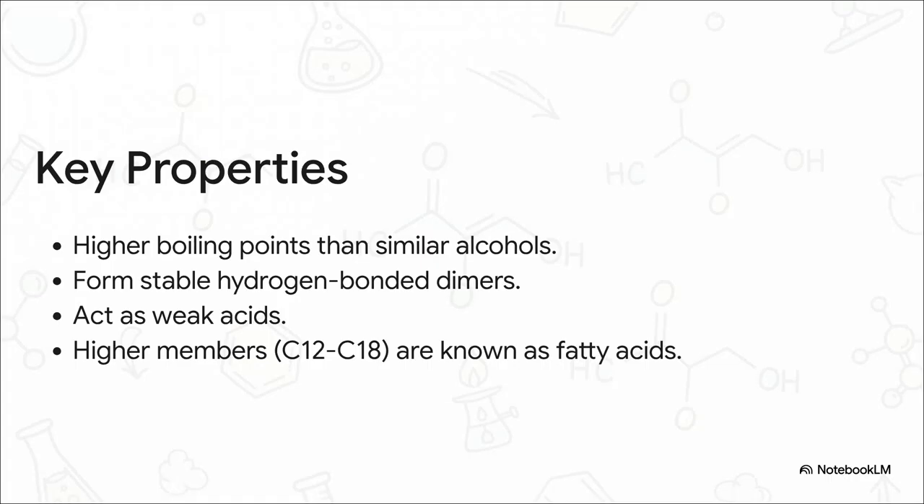It gives carboxylic acids their most famous property, their acidity. You know, hydrogen bonding is a huge deal for carboxylic acids. It's like their superpower. They can form these really stable pairs called dimers, which means it takes a ton of energy to pull them apart. That gives them really high boiling points. And of course, their defining feature is that they're acids. They can donate a proton.